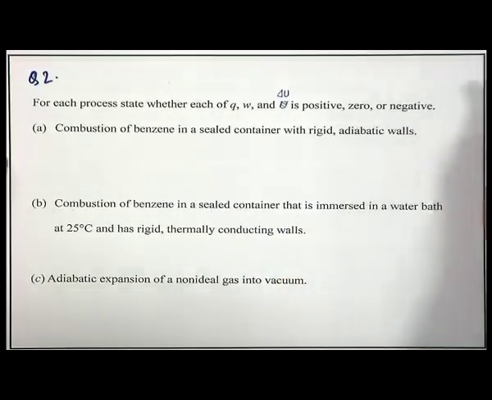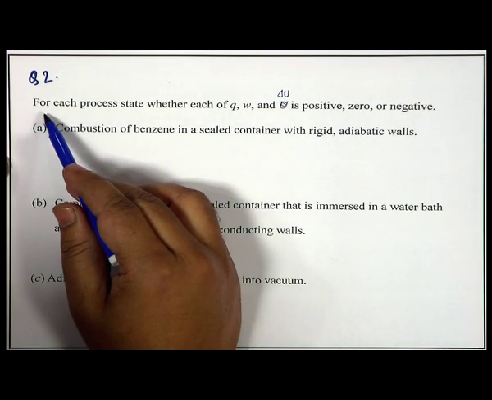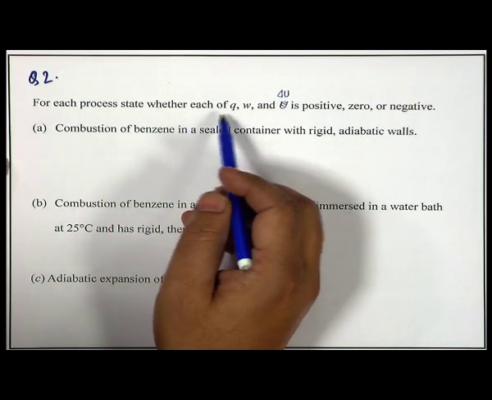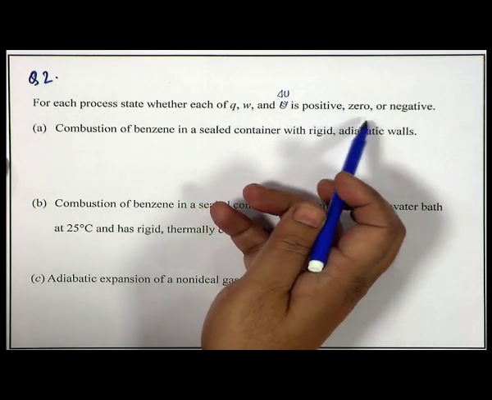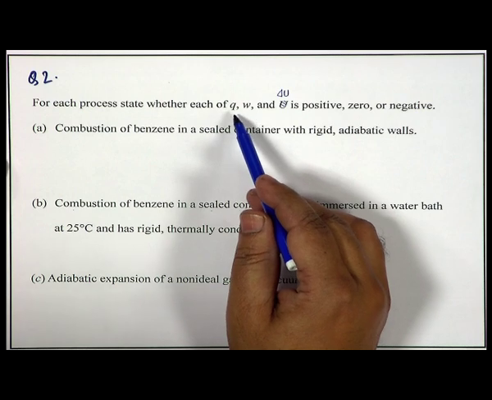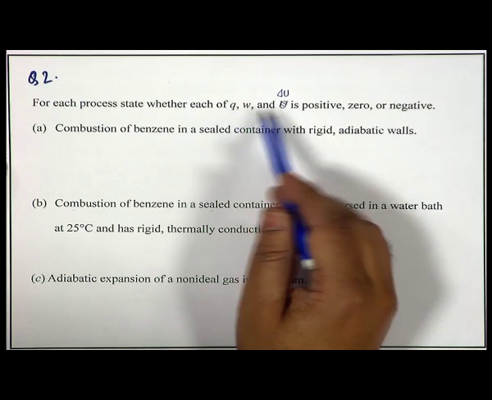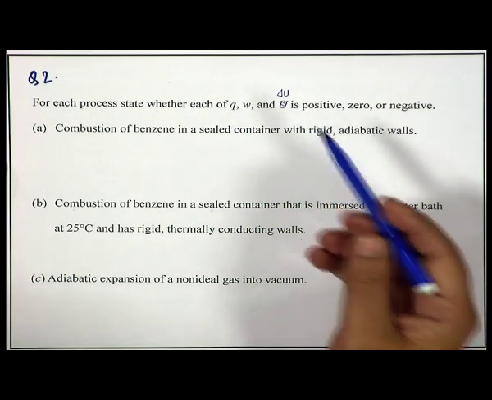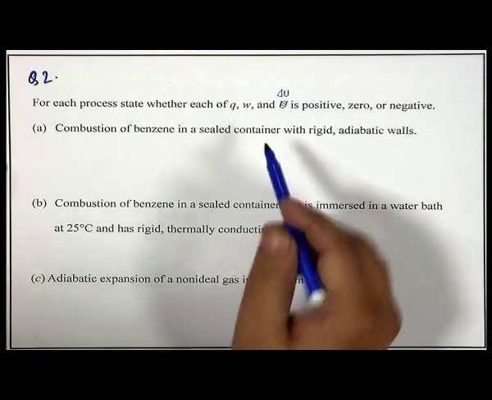We move to the second question. You just see for each process state whether Q, W and del U is positive, 0 or negative. So, this process is given, you have to tell what is the sign of Q, W and del U. So, that will clarify this one more time.